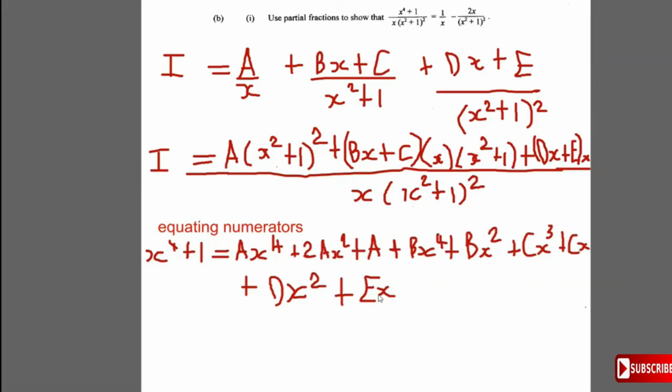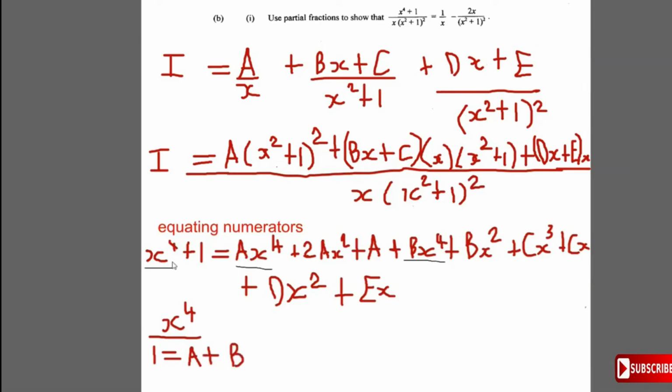It looks confusing, but it's very easy. What you're going to do now is equate coefficients of each of them. So equating the coefficient of x to the 4, we see that we have x to the 4 here, ax to the 4, bx to the 4. Equating x to the 4 terms, the coefficient of x to the 4 is 1, which is equal to a plus b. So 1 is equal to a plus b.